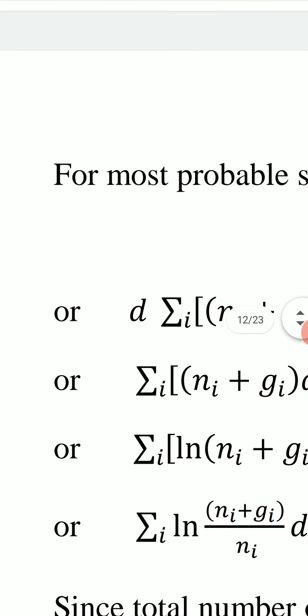Now we want to find the condition of equilibrium. The equilibrium condition is that for which probability is maximum. It is the most probable state.